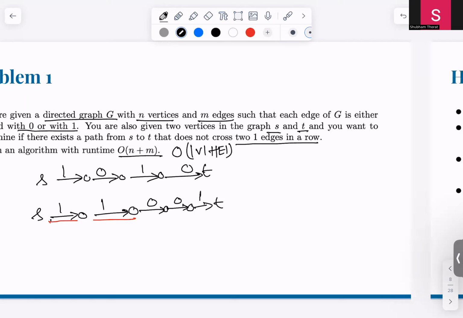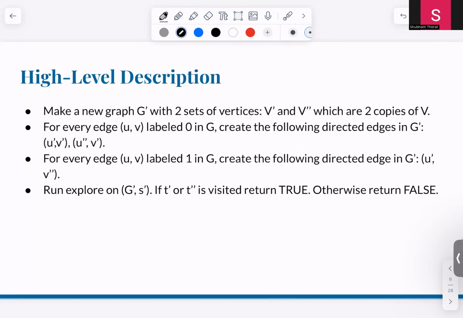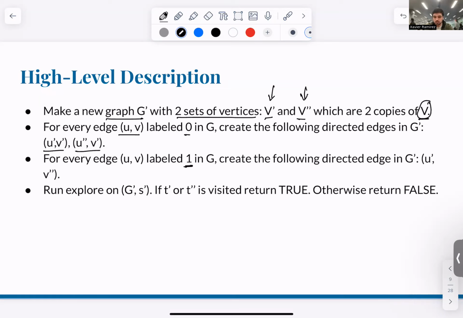Okay, let's see the solution for this one. So this is the high level description. Here also we are trying to make a new graph G prime, with two sets of vertices, V prime and V double prime, which are basically two copies of each vertex V. For every vertex V in the graph, we create these two copies. Then we connect them in this fashion. For every edge UV that is labeled 0, we connect U prime to V prime and U double prime to V prime. And for every edge labeled 1, we simply connect U prime to V double prime.